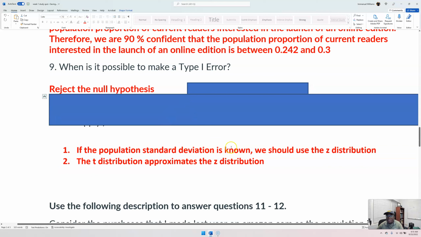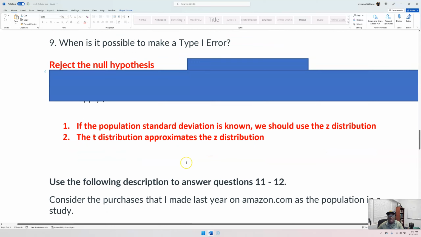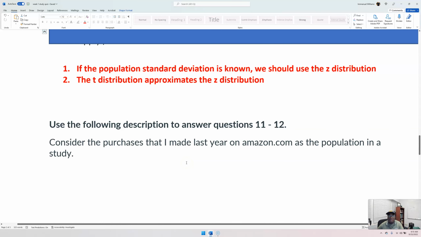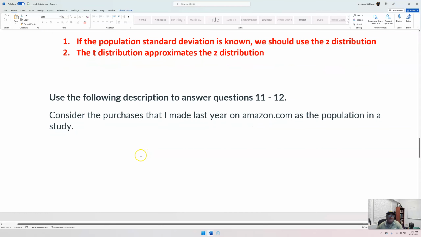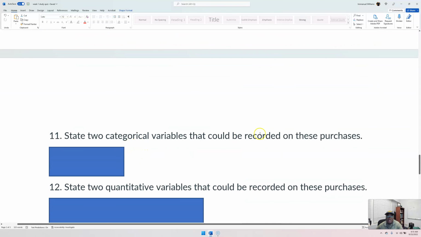If the population standard deviation is known, we should use the Z. And the T distribution approximates the Z distribution. Okay. And so here, with this example, consider the purchases that I made last year on Amazon as the population in a study. Here, I'm asking you to state 2 categorical variables that could be recorded on these purchases. Ideally, you should pause it here and think about this. What are some categorical variables on the purchases?